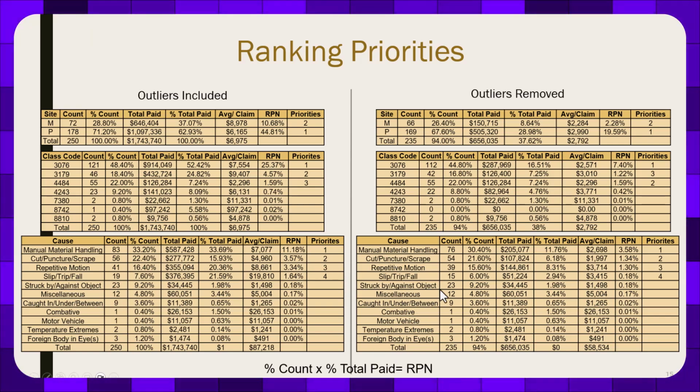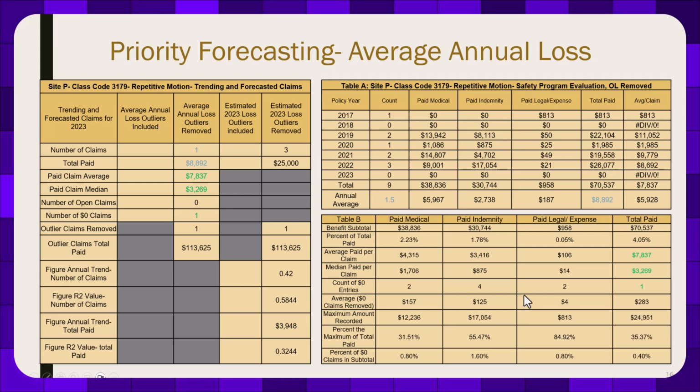So RPN is also an important thing that is used in the real world. Here is the week that takes so long, and that's the forecasting. We create this table, and we take annual averages, and we take forecasted estimated losses based on the figures. We come up with a bunch of numbers, and then based on the R-square values and some other information, we decide what we want to use to determine how much we estimate is going to be lost, how many claims we estimate are going to be lost. And so for this, she's showing site and class code and repetitive motion.